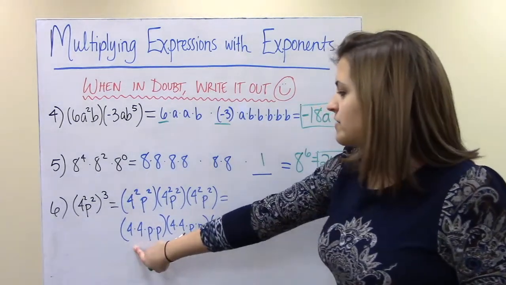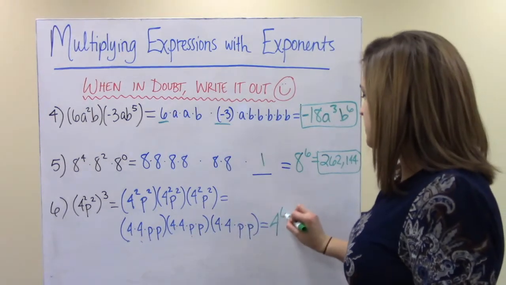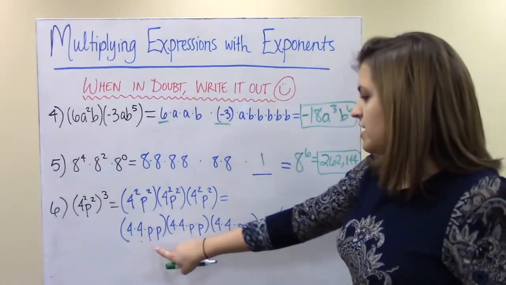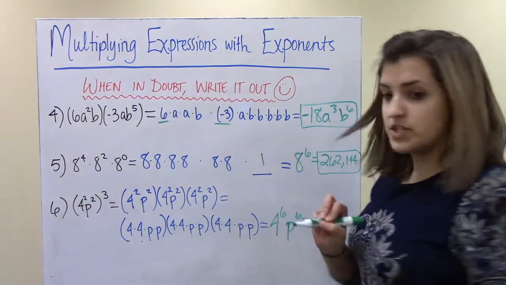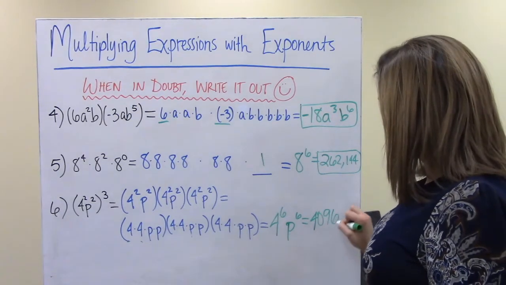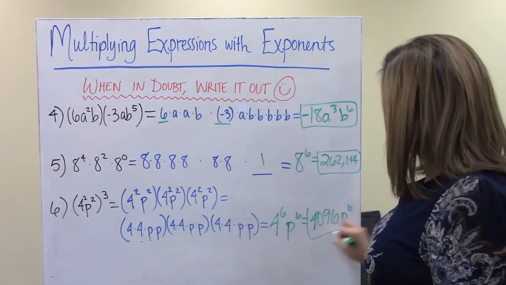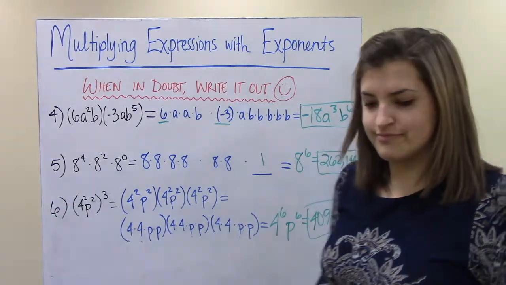So I have, how many 4s here? I have 1, 2, 3, 4, 5, 6. So that's 4 to the 6th times p, and how many p's? 1, 2, 3, 4, 5, 6. P to the 6th, which is, the number is 4096 p to the 6th. And that's my answer.